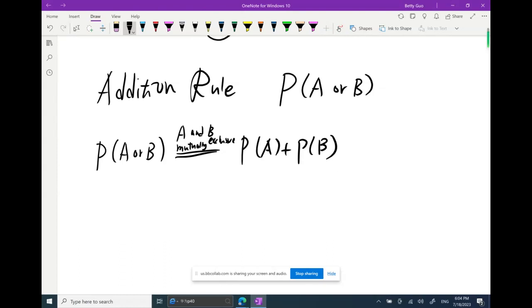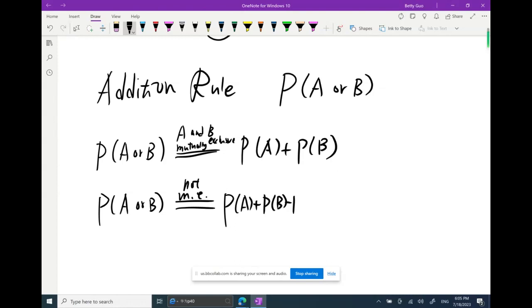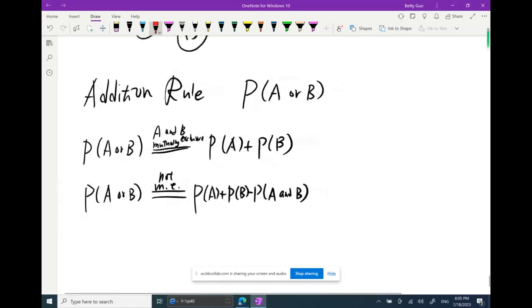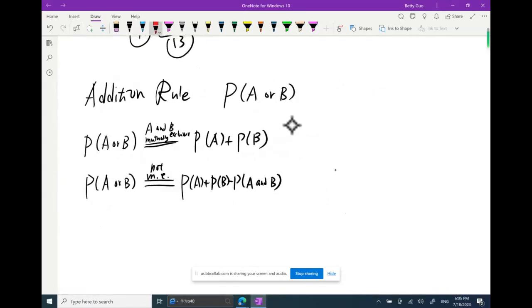Okay, if A and B are not mutually exclusive, then we have to use a longer version formula to compute the probability of A or B. It is probability of A plus probability of B minus probability of A and B. Okay, so I can explain quickly why do we have these two different formulas.